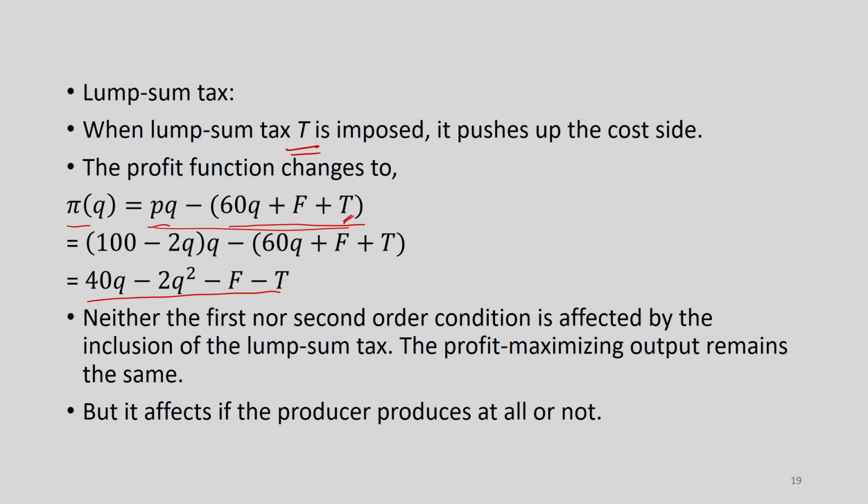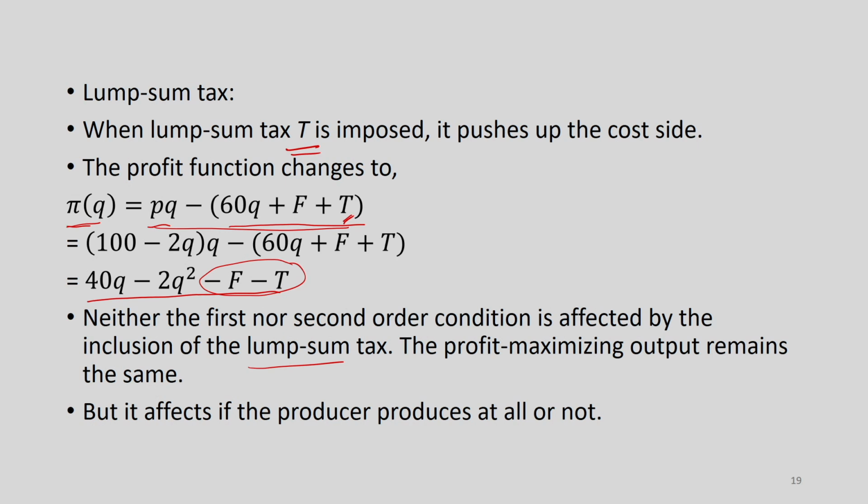Now, what is to be noted is neither the first nor the second order condition is affected by the inclusion of the lump sum tax. The profit maximizing output remains the same. Why I am saying this is that if you differentiate the profit function with respect to quantity, that will give you the first order condition, and if you differentiate it twice, then you will get the second order condition. But if you differentiate it once, then these terms will simply drop out because these are constants. So, therefore, the first order and the second order conditions are not going to be affected by the inclusion of these taxes.